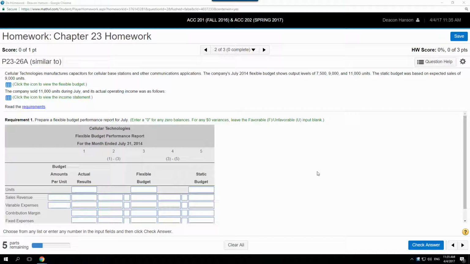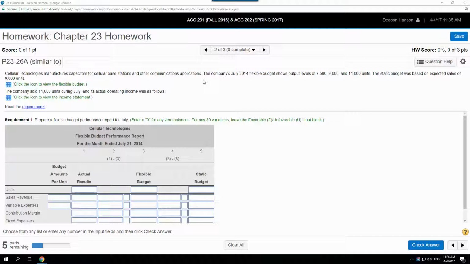So maybe we'll look at this one, 23-26A. Kind of give you a taste of what this is about. So it's a flexible versus static budget situation. So let's see, cellular technologies manufactures capacitors for cellular base stations and other communications applications.